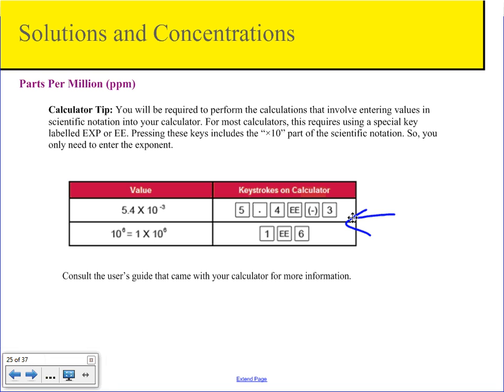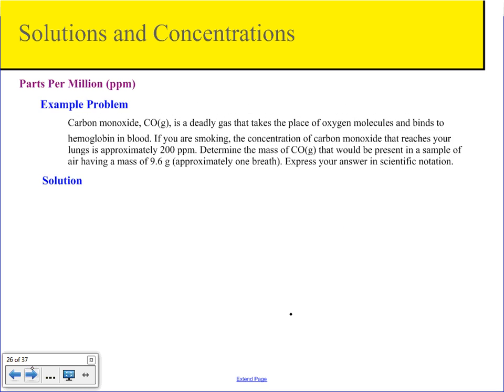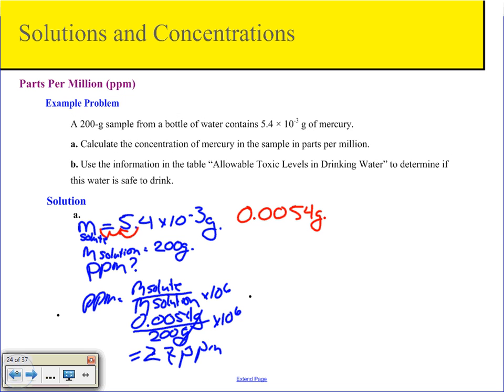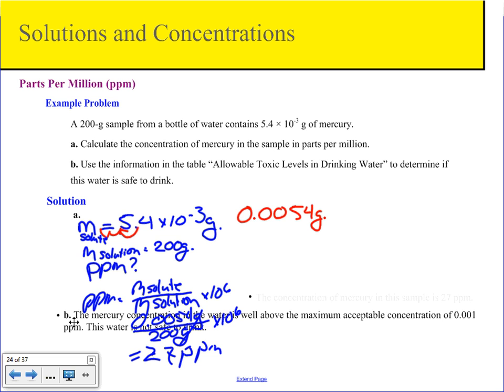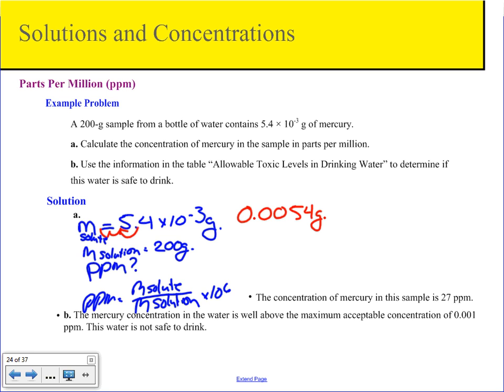All right, so for those of you with that, I can also show you and let you know how to do that. Here we go. If I go back here just to show you guys, part A here, we did that calculation correctly, and then it says here we know the concentration in the water is well above the maximum acceptable concentration of 0.001 parts per million, so this water is not safe to drink.